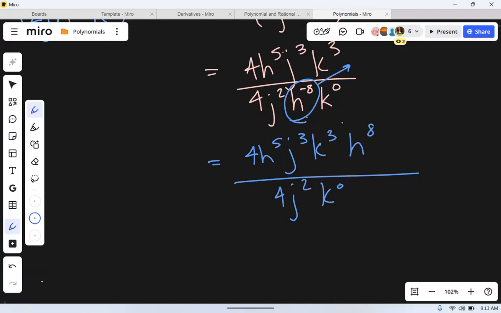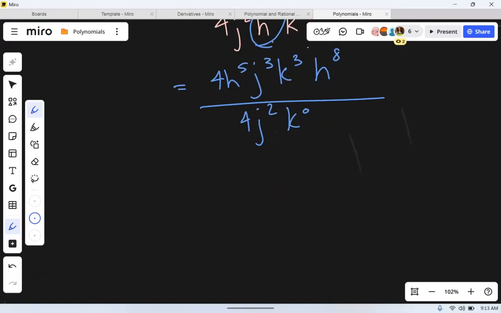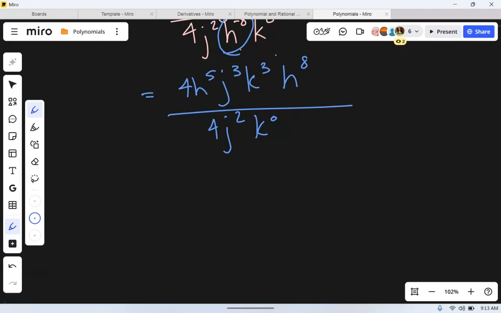Alice, tell me something I can do. I can combine the two H's up top. Beautiful. So I get 4H to the what? 13. J3, K3 over 4J2, K0.